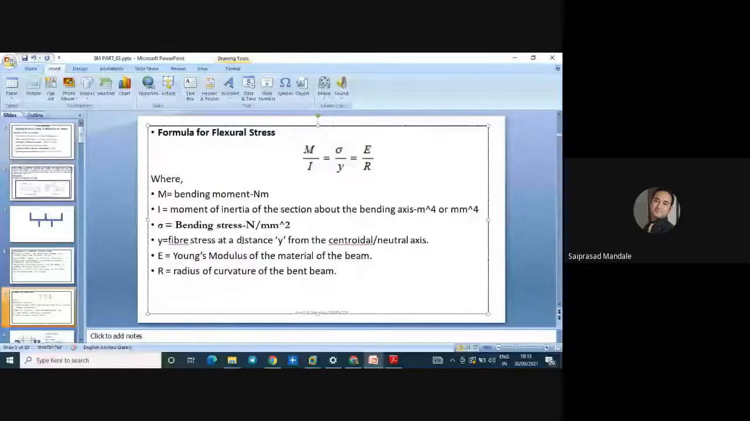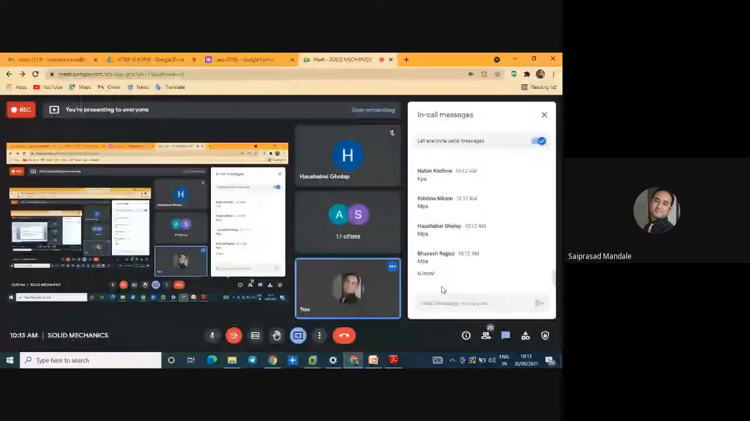Okay, now why, the distance of fiber at a distance of y? So here it is the distance, distance y from the central axis. As it is a distance, it has a unit meter or mm. Tell me the unit of E. What is the unit of E? Modulus of elasticity. What is the unit of E?